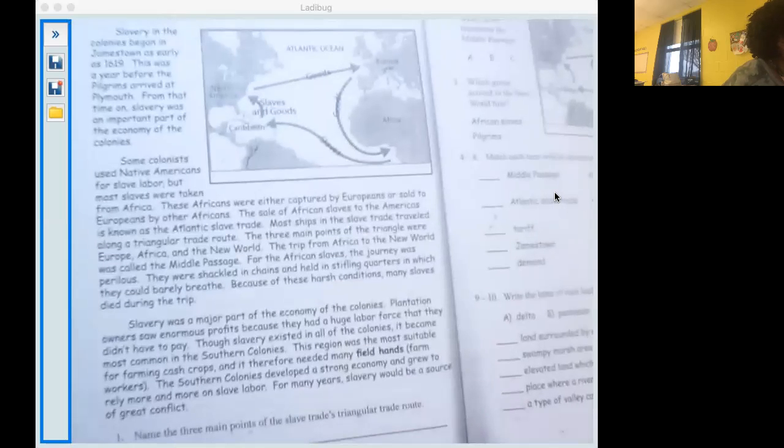Slavery was a major part of the economy of the colonies. Plantation owners saw enormous profits because they had a huge labor force that they didn't have to pay. Though slavery existed in all of the colonies, it became most common in the southern colonies. This region was the most suitable for farming cash crops, and it therefore needed many field hands or farm workers. The southern colonies developed a strong economy and grew to rely more and more on slave labor. For many years, slavery would be a source of great conflict.